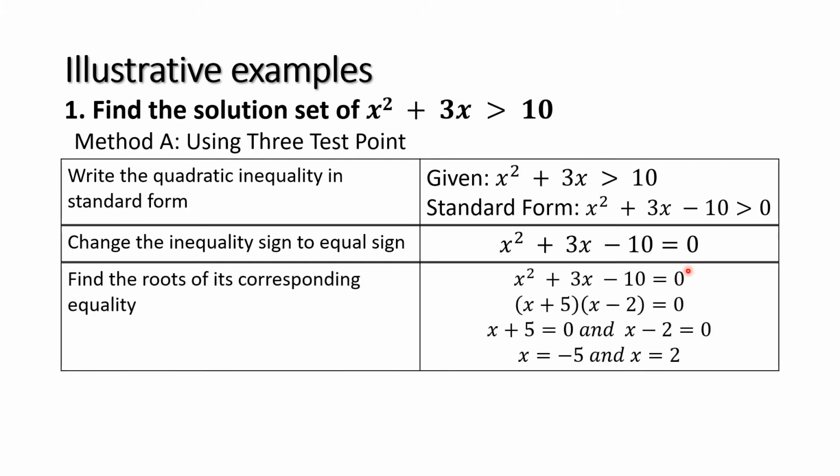And then find the roots of its corresponding equation. To find the roots, we need to find the factors of x raised to 2 plus 3x minus 10 equals 0. The factors are x plus 5 and x minus 2. Then equate these to 0. So we have x plus 5 equals 0 and x minus 2 equals 0. The roots now are x equals negative 5 and x equals 2.